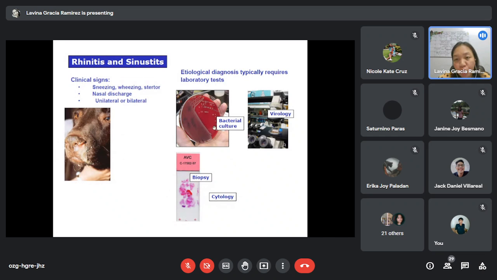So they do bacterial culture, they do virology, just to see whether other microorganisms are involved in the manifestations of the lesion. Another is the biopsy. The biopsy also helps to integrate other differential diagnoses, or at the same time delineate some of the non-inflammatory and some inflammatory causes of these manifestations.